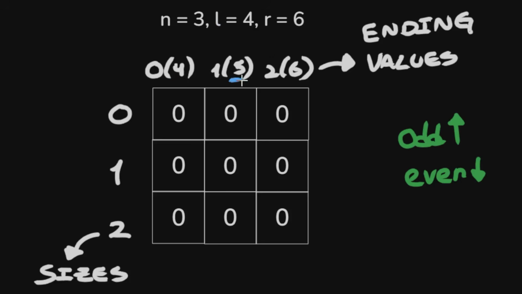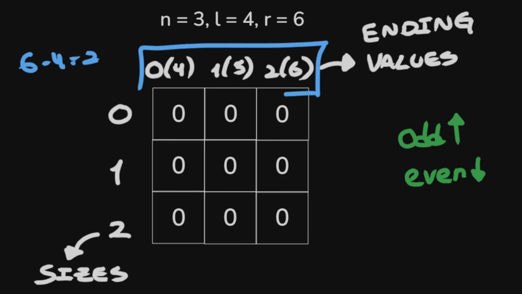Index 1 belongs to 5 and index 2 belongs to the last value of the range. How do we get these indices 0, 1, and 2? Well, we can do right minus left, 6 minus 4 is equal to 2, and now we can use values from 0 to the result for columns.